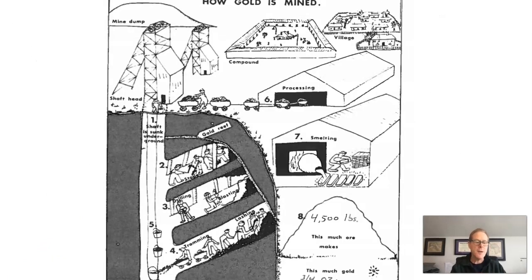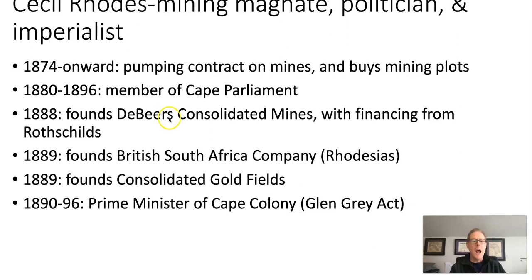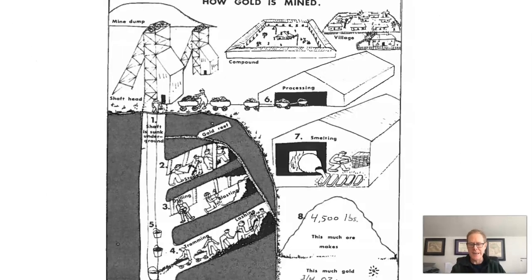Now, let me go back for a quick minute here. So he is going to start buying mining plots on the diamond mines in the 1870s, and then forms De Beers Consolidated Mines in the 1880s, and then 1889, the Consolidated Goldfields, okay? Because like the diamond discoveries, there's going to be huge gold discoveries in South Africa also. But they're a little bit different.